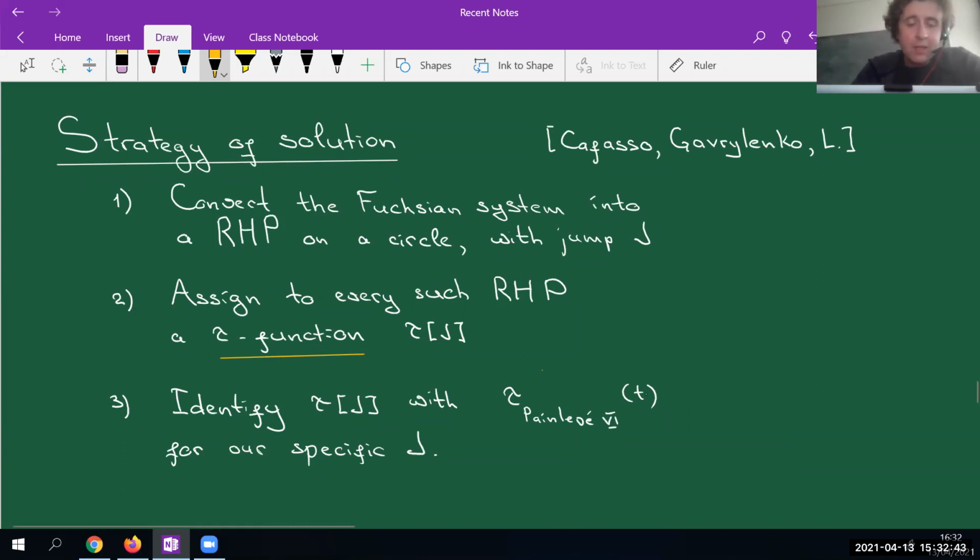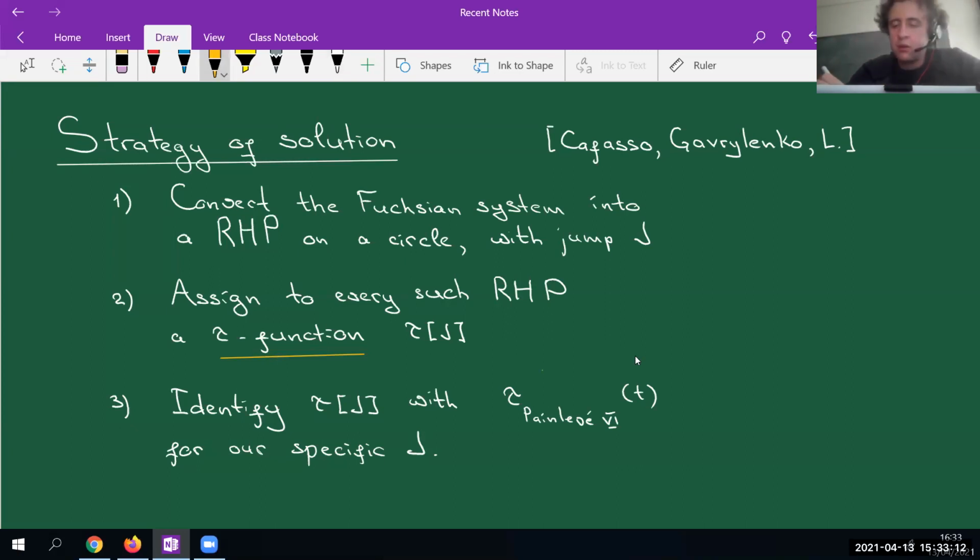So now what will be our strategy of construction of this inverse Riemann-Hilbert map? Well, at the first step, we will convert the Fuchsian system we had into a Riemann-Hilbert problem on a circle, which will be characterized by a certain jump matrix J.